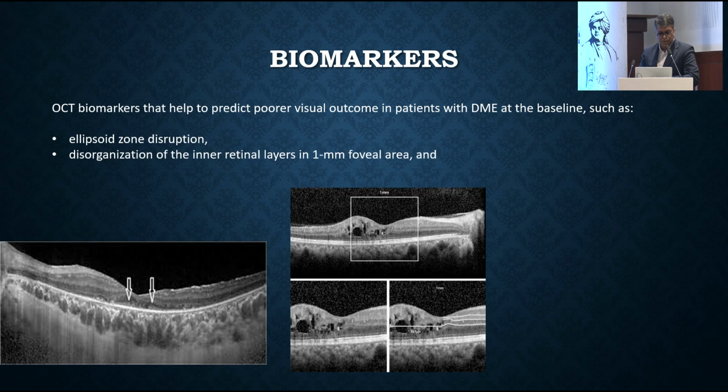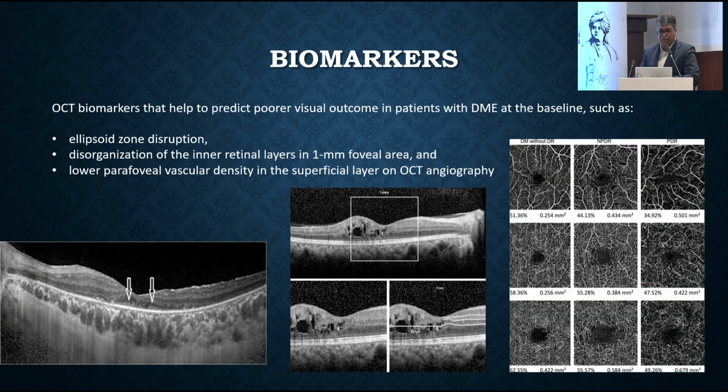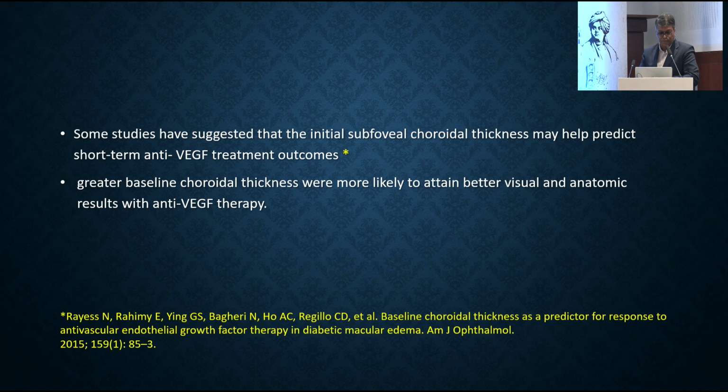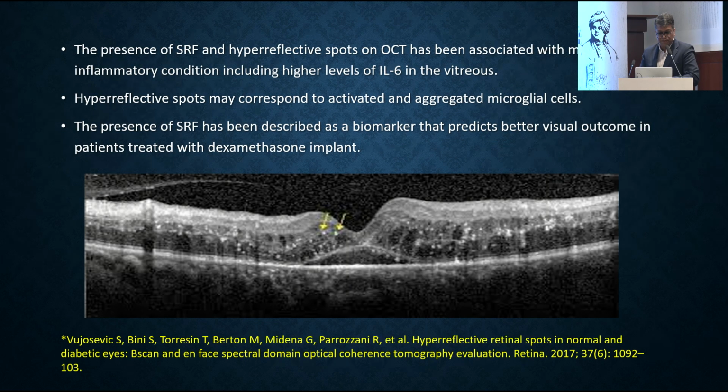Ellipsoid zone disruption, disorganization of inner retinal layers in the 1 mm foveal zone, and lower parafoveal vascular density in the superficial layer on OCT are poor biomarkers of final visual acuity gain and improvement in the CRT. Some studies have suggested that initial subfoveal choroidal thickness should be checked. Greater baseline choroidal thickness is more likely to respond to anti-VEGFs. As we all know, the presence of SRF and hyperreflective spots denotes inflammation, and certain studies have told that in these cases, steroids work better.